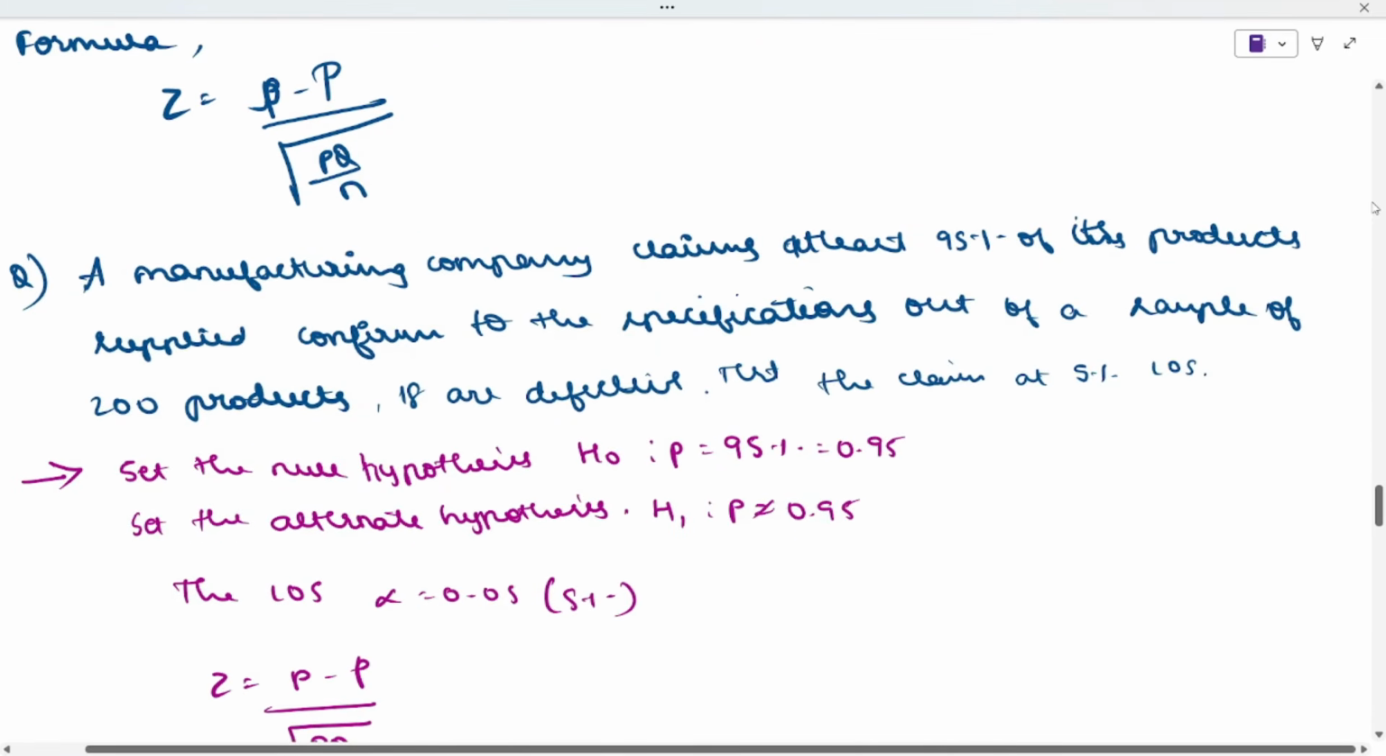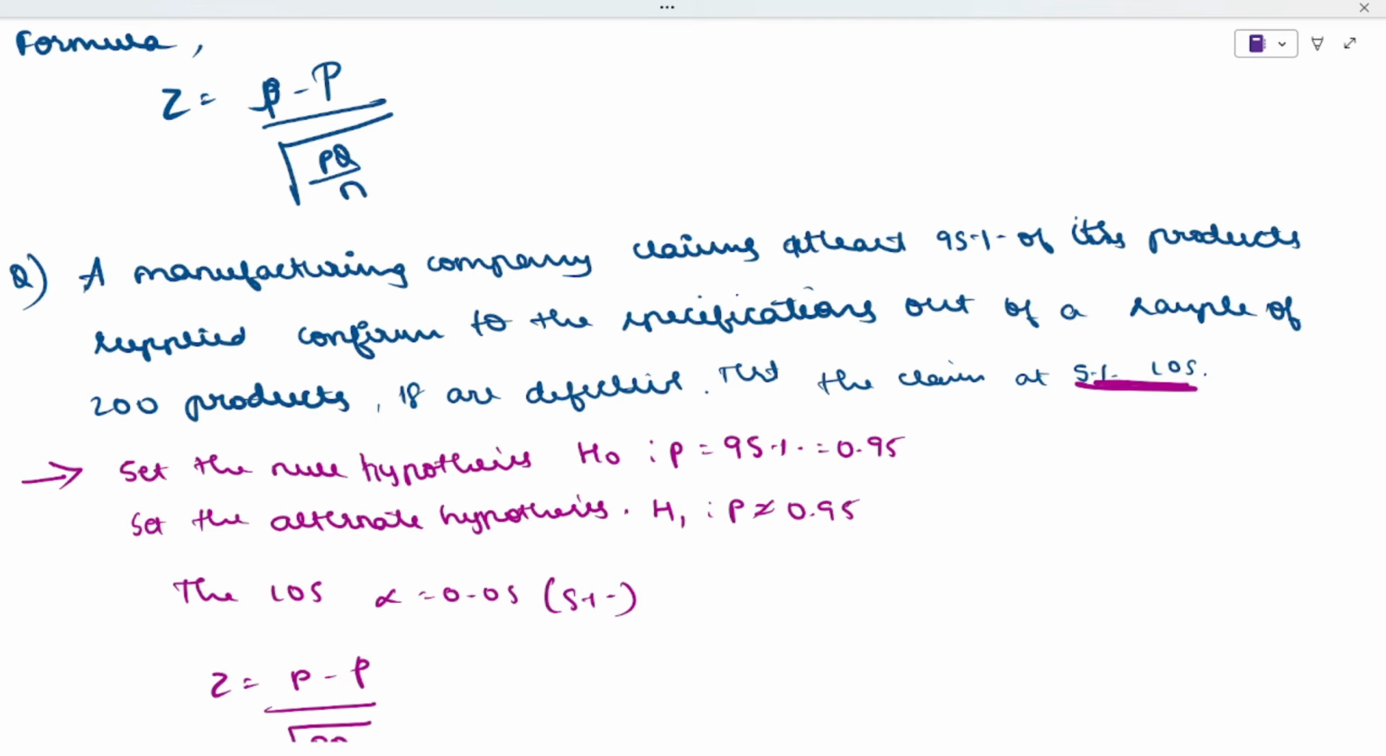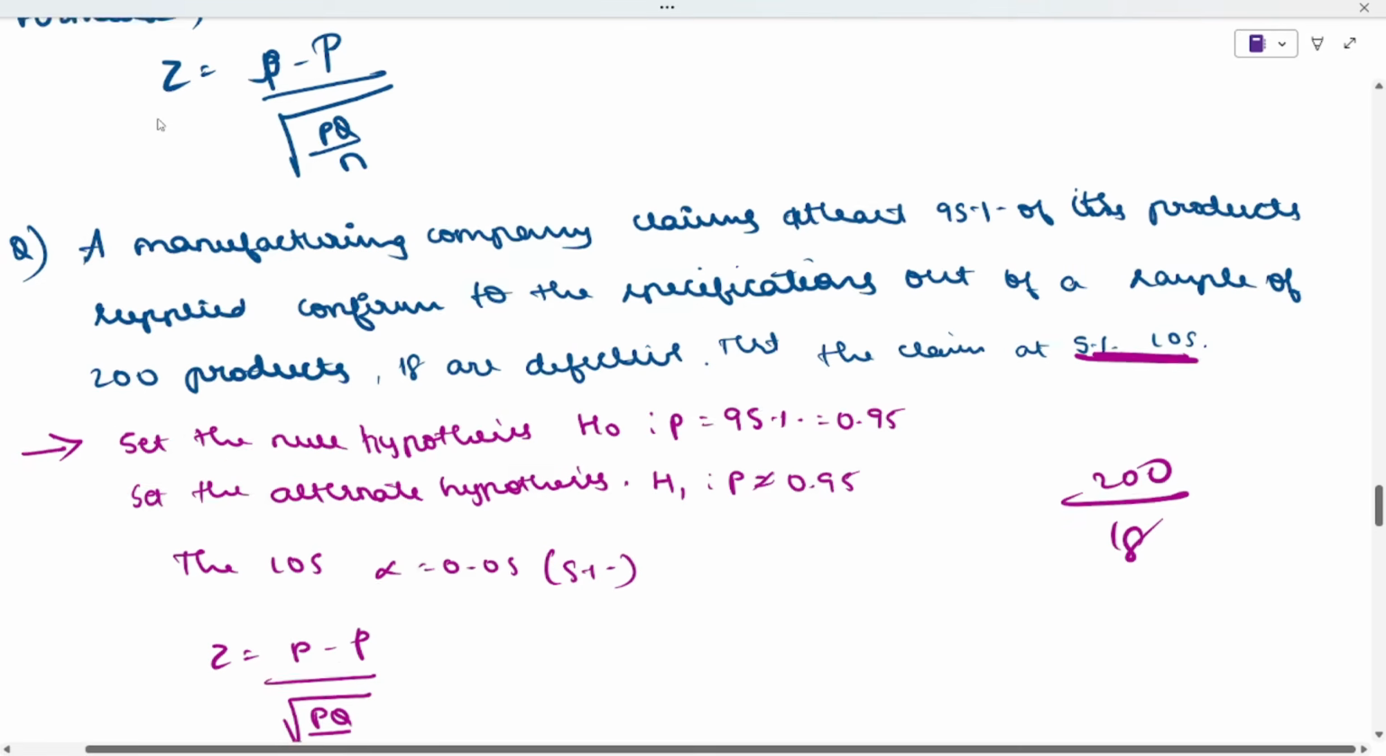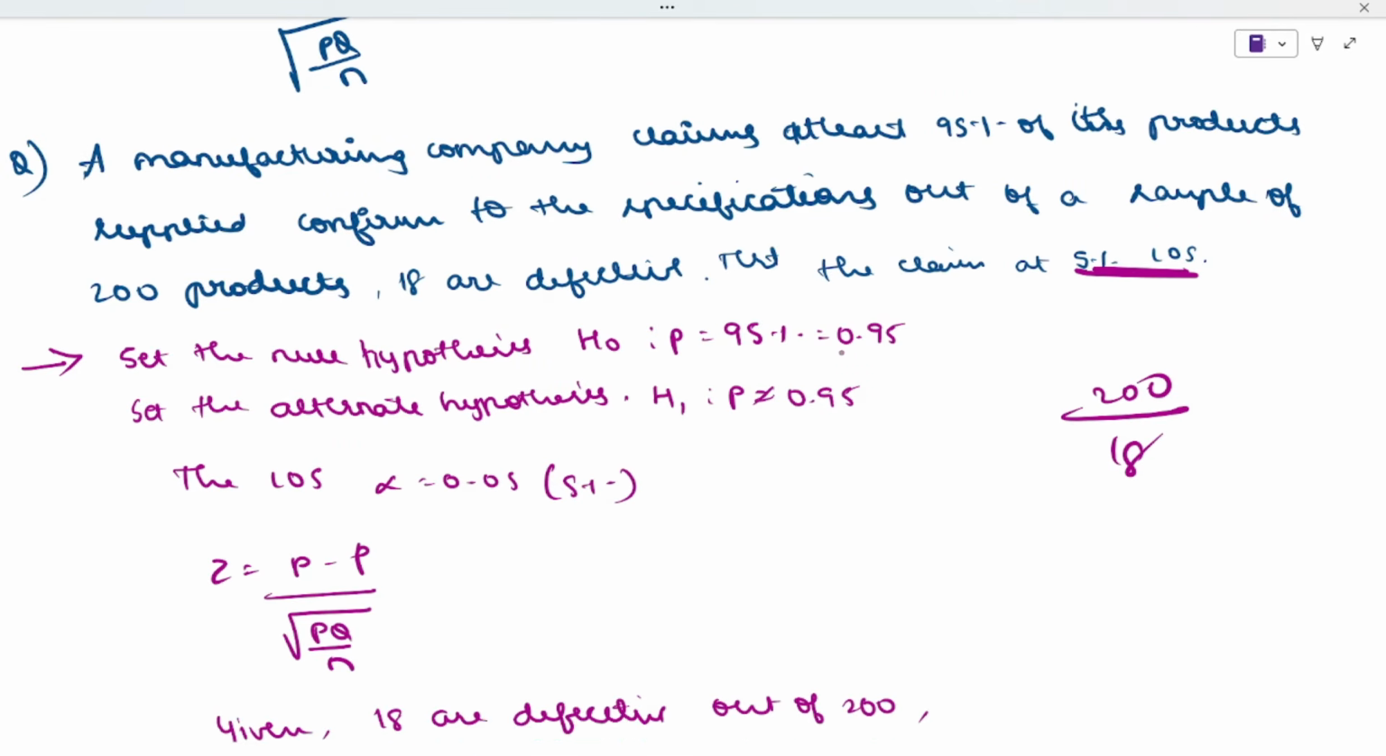Okay, now the next type of formula is small p minus capital P divided by the square root of PQ by n. Now they have mentioned 95%, that means you should take 5% LOS. Of its products supplied, 95% confirmed the specification. Out of a sample of 200 products, 18 are defective. Test at 5%. Now you will take 95% as 0.95. The alternative you will take as not equal, and the null you will take as equal.